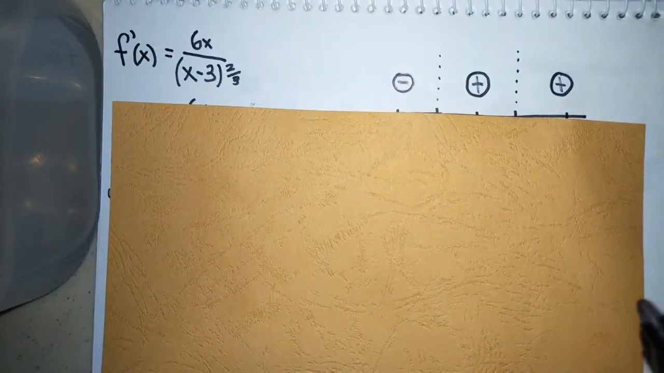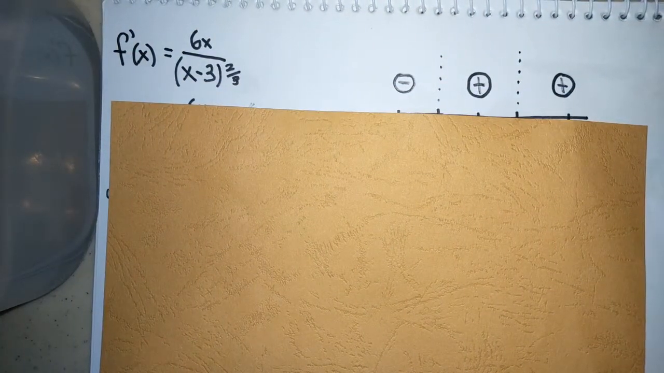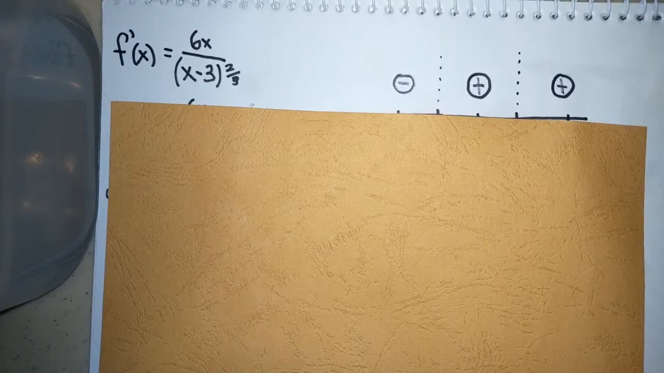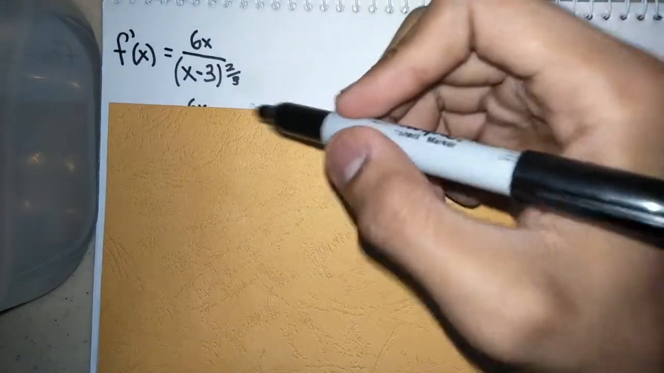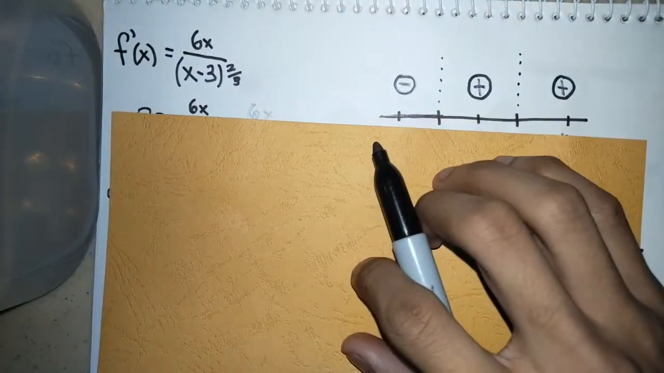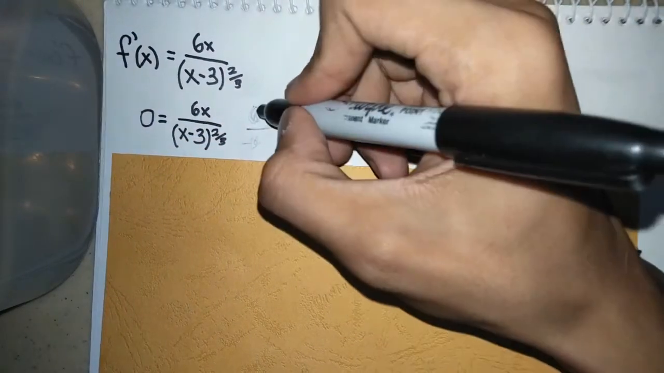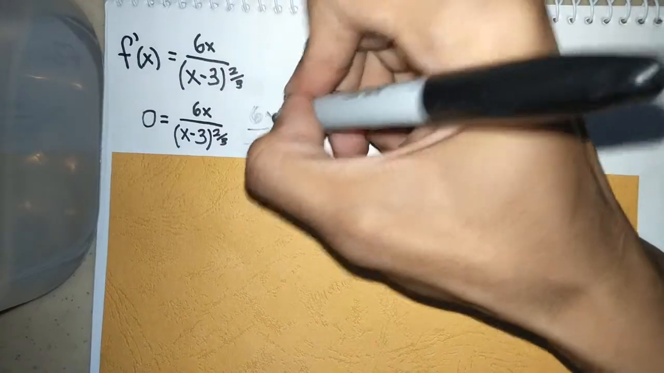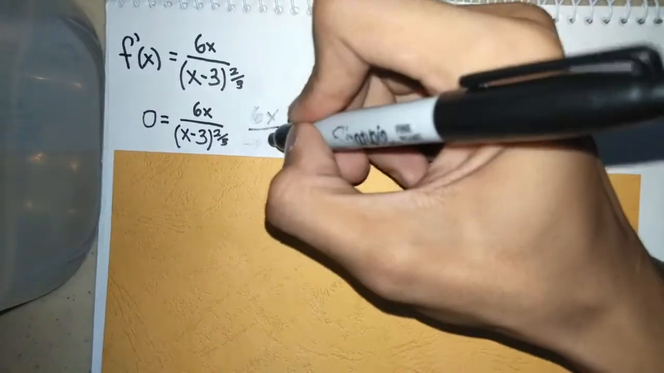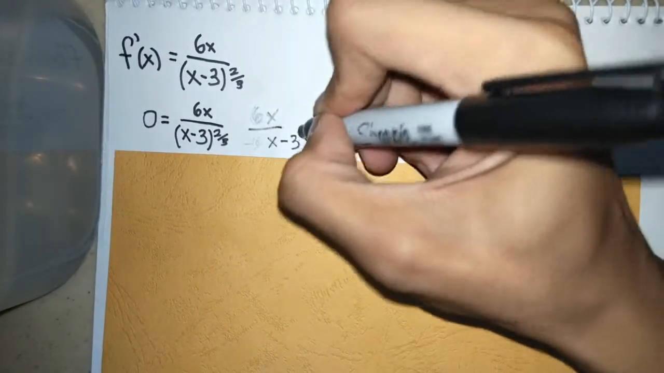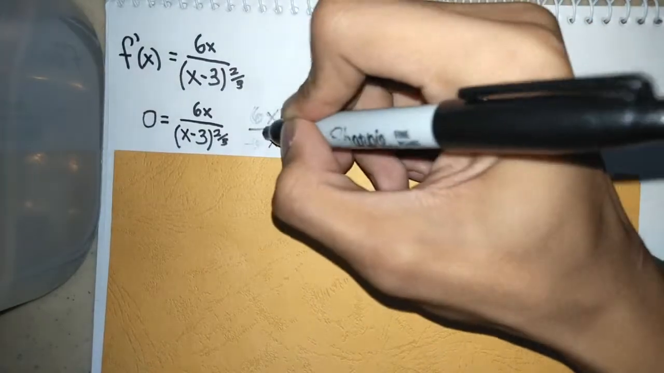So, tonight, we have another example about algebraic curves. So, I have this equation, 6x over (x minus 3) to the power of 2/3. But this equation is already derived. So first, what we're going to do is divide it into two parts. The first part is 6x, and the second part is (x minus 3) to the power of 2/3.